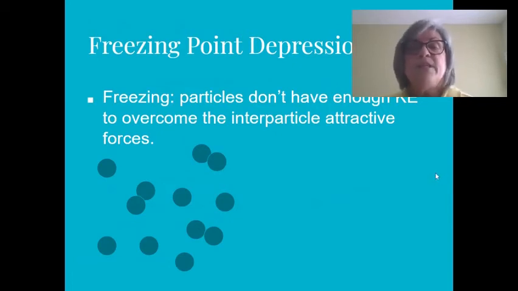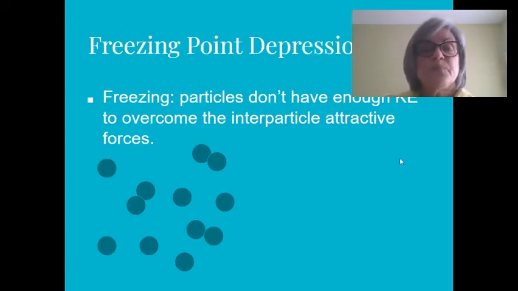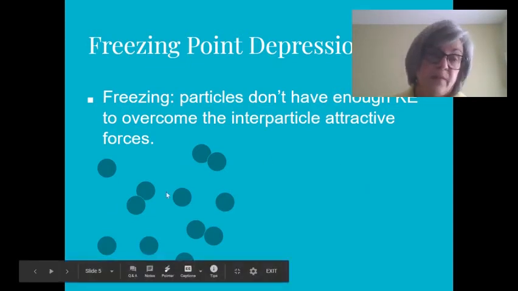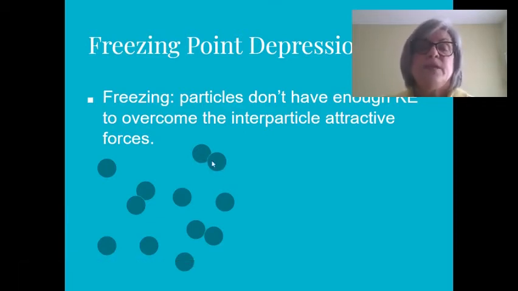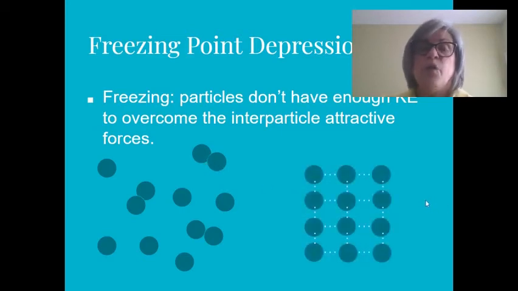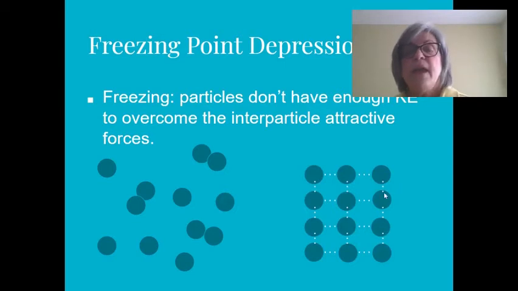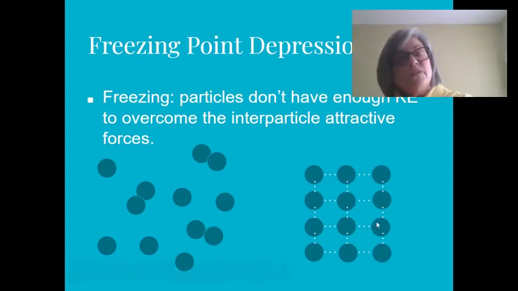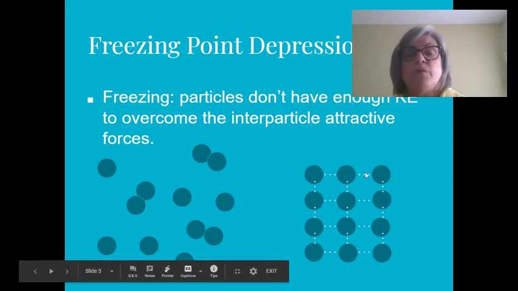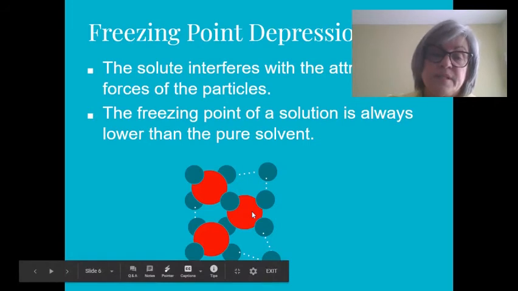With freezing point depression, it also depends on this idea that the solute particles are getting in the way. So we've got the liquid particles here that are moving around, have kinetic energy. When they slow down enough, the force of attraction can overcome that kinetic energy, and the particles form the crystal solid, and they form the regular crystal lattice that we see in ice.